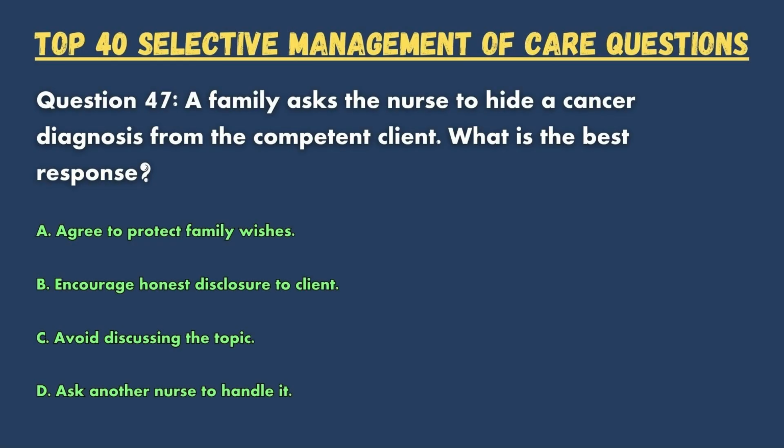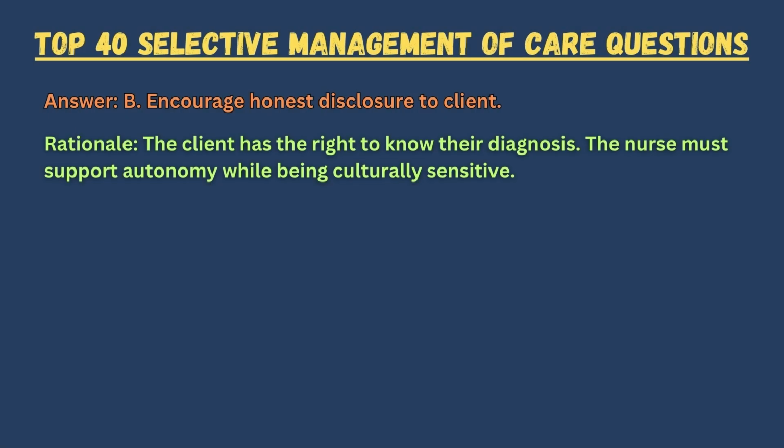Question 47. A family asks the nurse to hide a cancer diagnosis from the competent client. What is the best response? A. Agree to protect family wishes. B. Encourage honest disclosure to client. C. Avoid discussing the topic. D. Ask another nurse to handle it. Answer: B. Encourage honest disclosure to client. Rationale: the client has the right to know their diagnosis. The nurse must support autonomy while being culturally sensitive.